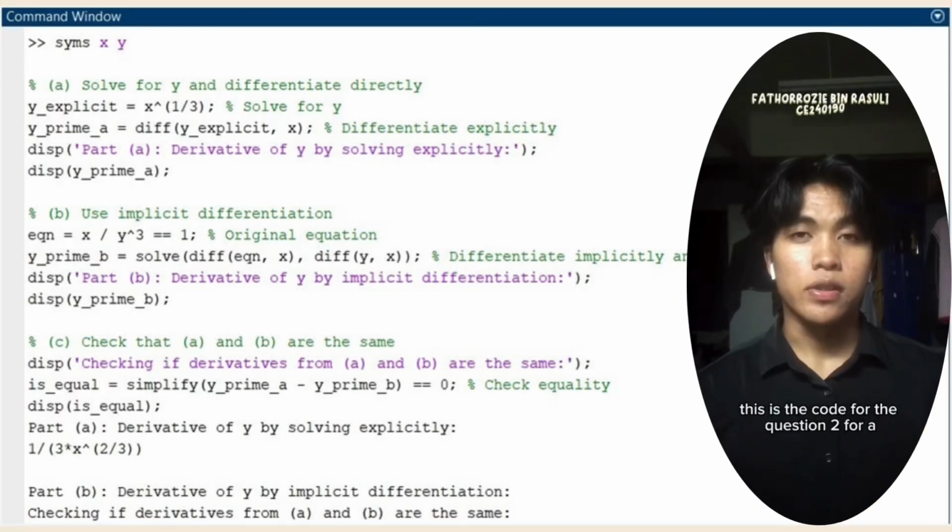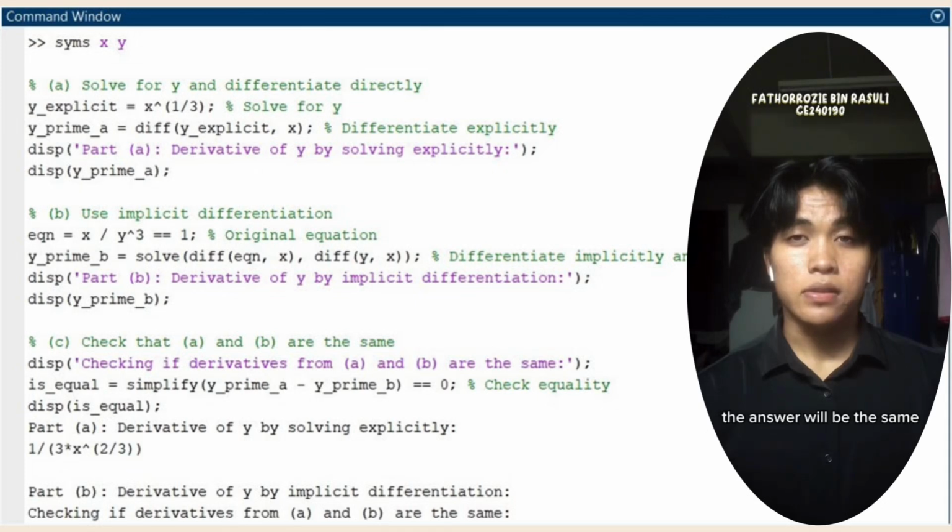This is the code for question 2 for A, B and C. When we run this code in MATLAB, we will get the answer, which is the derivative of y by implicit differentiation, checking if the derivatives from A and B are the same. The answer will be the same, and it will appear when we run it in MATLAB.